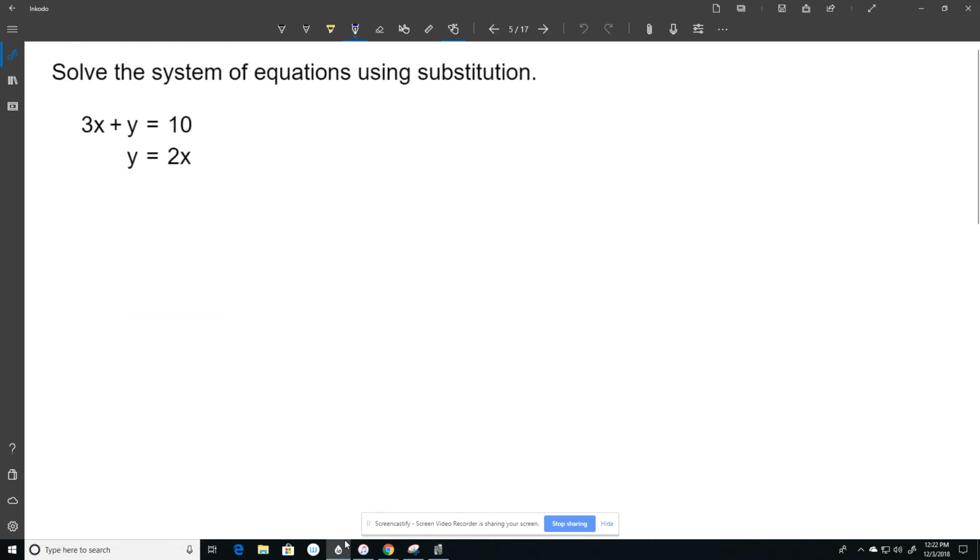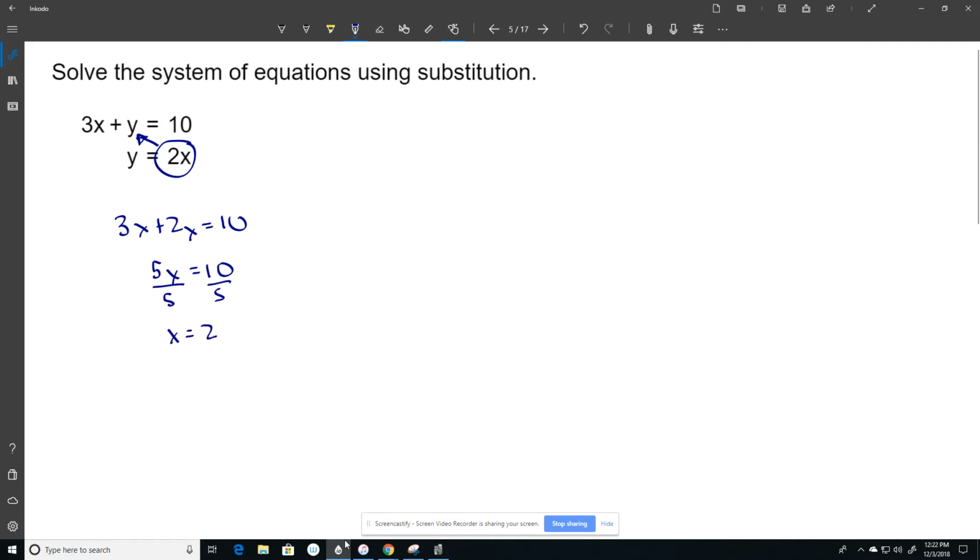Okay, number 5. 3x plus y equals 10 and y equals 2x. It wants us to solve using substitution. So I take this y and I plug it in for that y right there. So 3x plus 2x equals 10, which means that 5x equals 10. And when I divide both sides by 5, x is equal to 2.